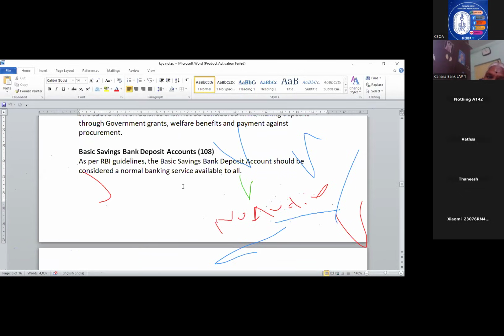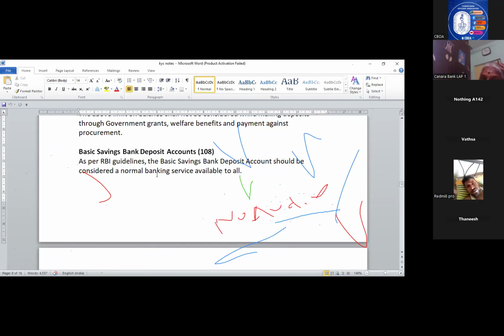Then comes basic savings bank deposit account. See, originally it was called no frills account. Then it was renamed as Canara Saral account. Then PMJDY also we opened. So all accounts have been merged into one category called basic savings bank deposit accounts.